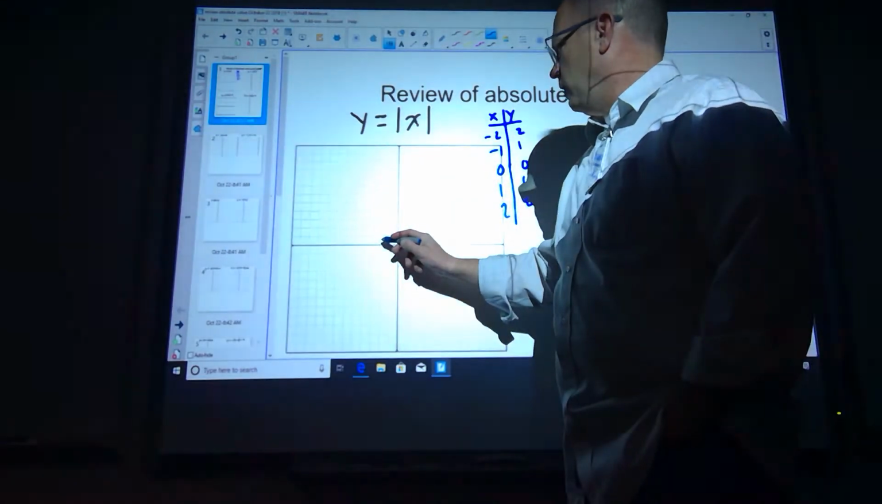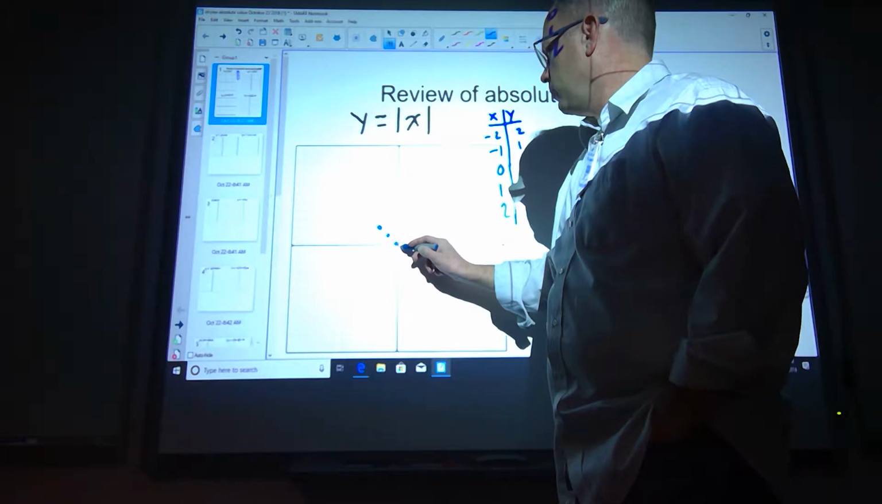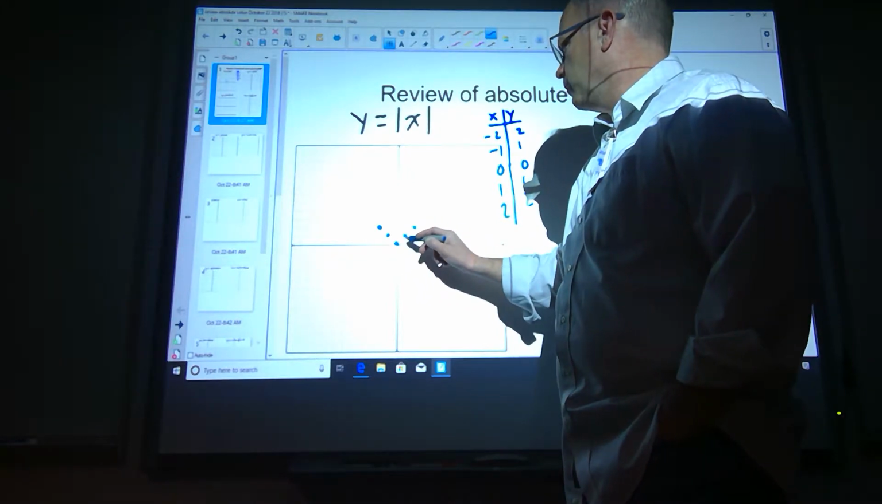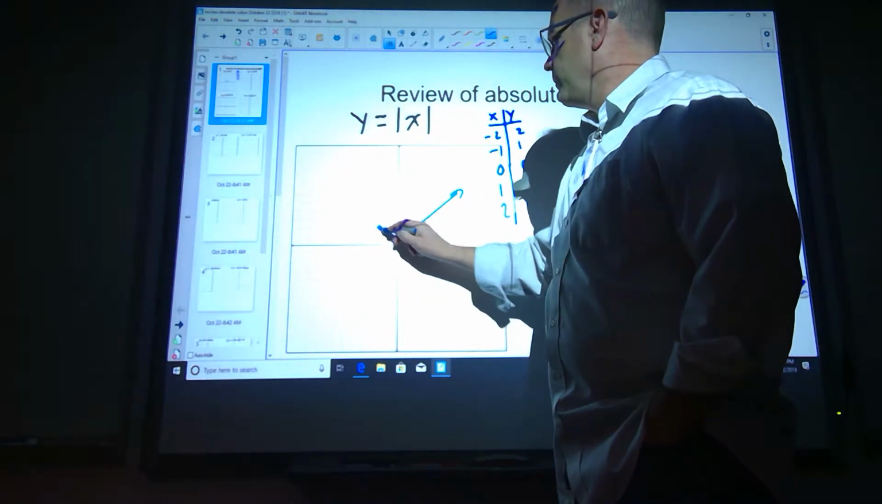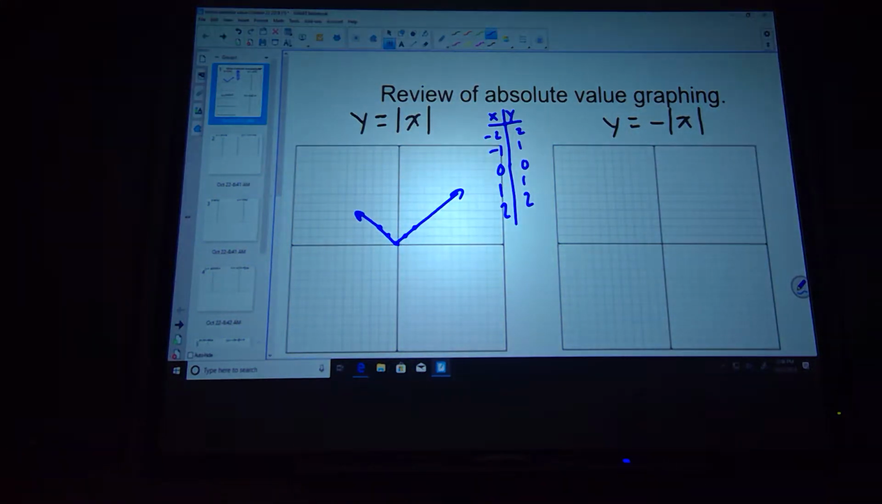And so if you plot these, this is what they look like. And that is our most basic absolute value graph. Meaning there's nothing else I could do to it that's going to make it any less than that.